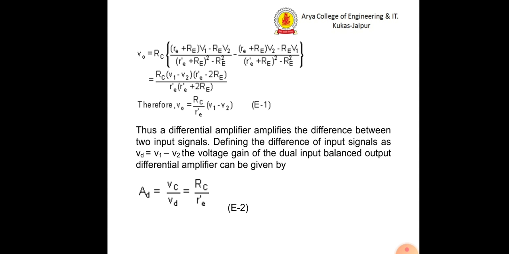Now, the voltage gain of the dual input balanced output differential amplifier can be given as RC upon RE dash. This is our equation 2.